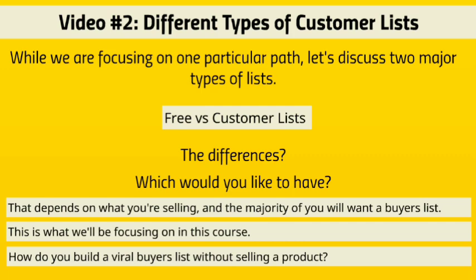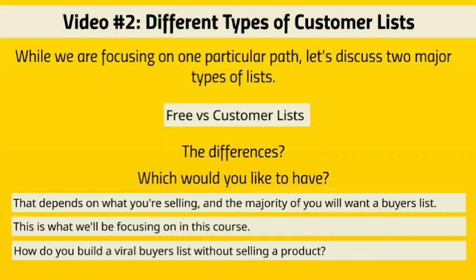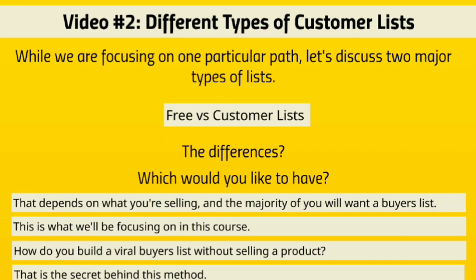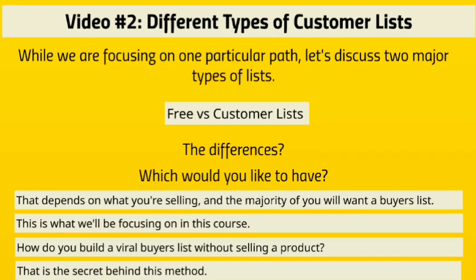Now, the question begs, how do you build a viral buyer's list without selling a product? Because selling a product takes time, and that's not necessarily getting it to build virally and getting other people to build it for you. That is the secret behind this method: you get other people to actually build the list for you. Yes, it does take time, and yes, there is some work involved, but this is the closest thing to that. So with that said, let's move on to video number 3.